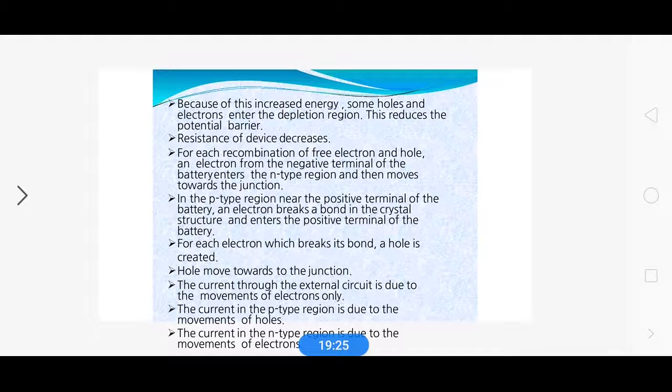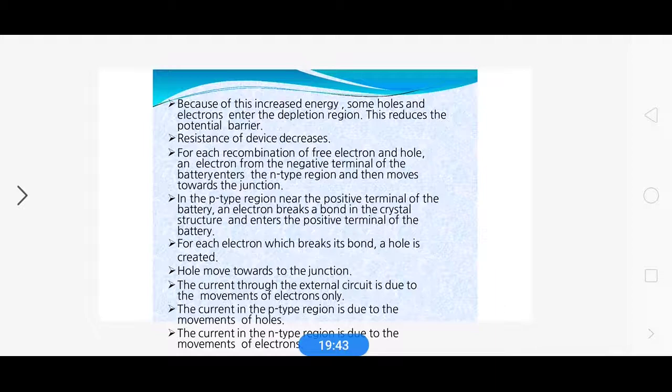Opposition is nothing but resistance. Opposition for the flow of charge carriers is nothing but resistance. So the width of the barrier decreases, which means the resistance of the device decreases in the forward bias.